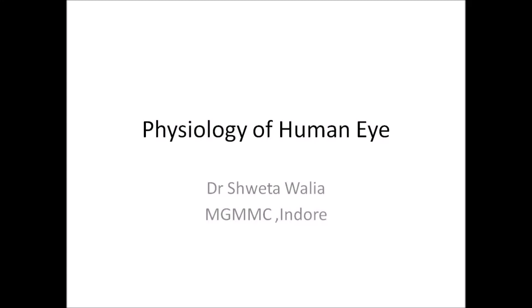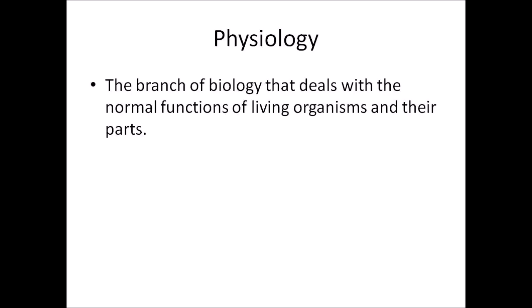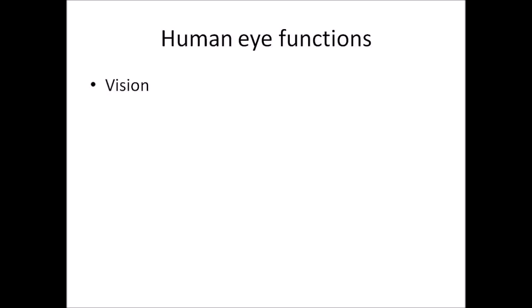Good morning everyone. Today we'll be studying physiology of the human eye. Physiology is a branch of biology that deals with the normal function of living organisms and their parts. The normal function of the eye is to form a clear image of stimulus on the surface of the retina.